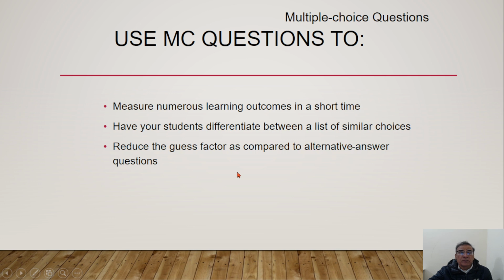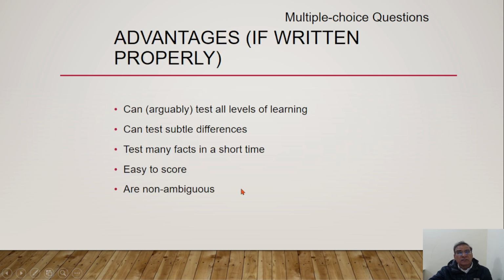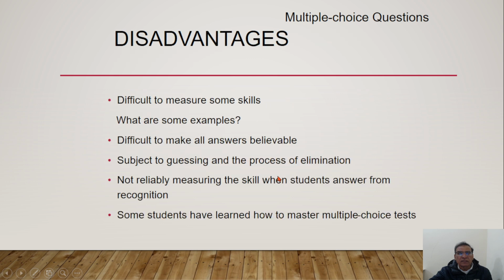Use MCQs to measure numerous learning outcomes in a short time. Can students differentiate between a list of similar choices? They reduce the guess factor compared to alternate answer questions. Advantage: can test all levels of learning. Disadvantage: difficult to measure some skills. What are some examples? It is difficult to make all answers believable, and they are subject to guessing and the process of elimination.